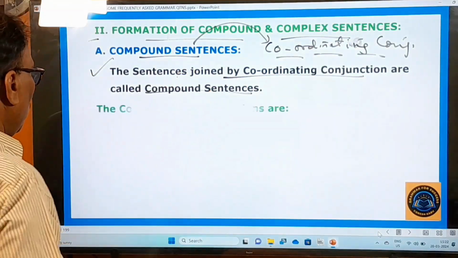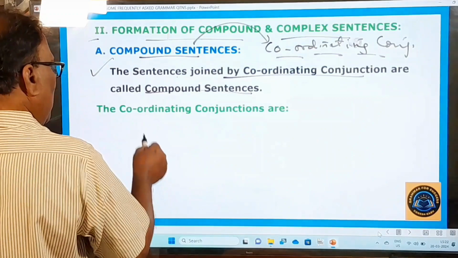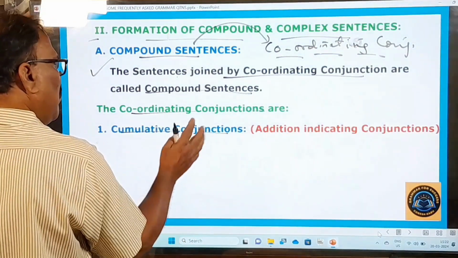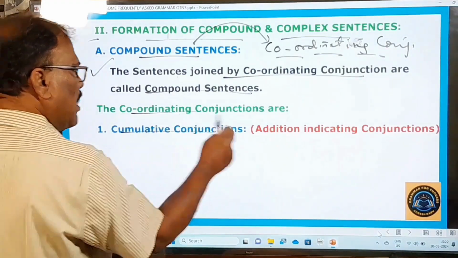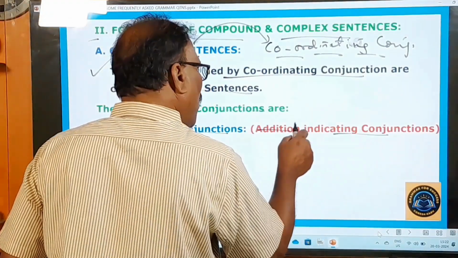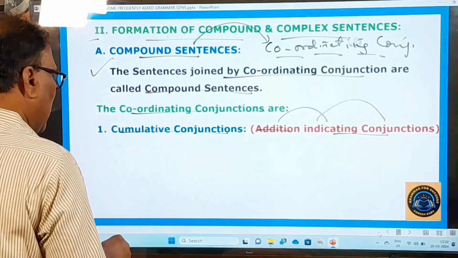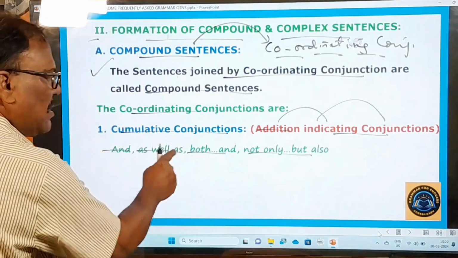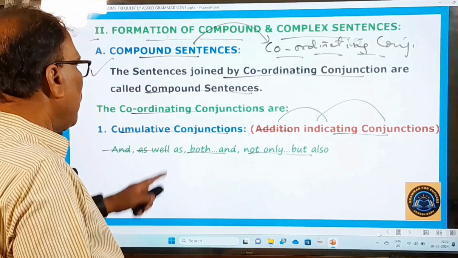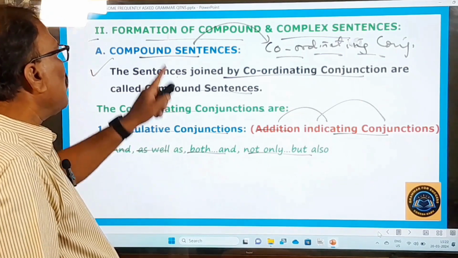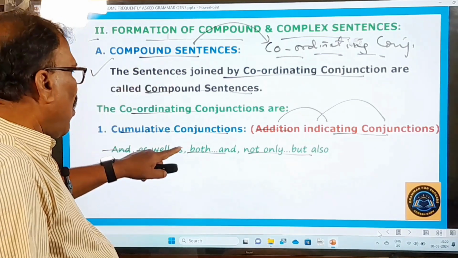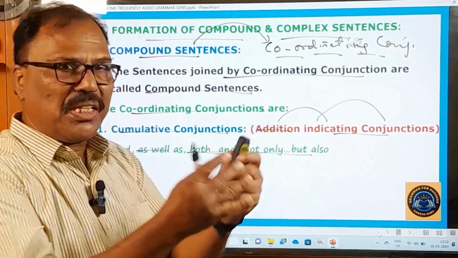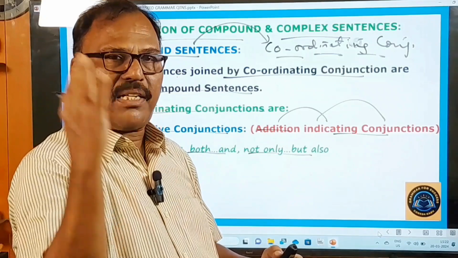And now let's look at the list of coordinating conjunctions. The coordinating conjunctions are here, cumulative conjunctions. One set of conjunctions are called cumulative conjunctions. They indicate addition. They are also called addition indicating conjunctions. What are they? And, as well as, both and, not only but also. Keep these conjunctions in your mind because they always introduce compound sentences. That means they always make compound sentences. Whenever these conjunctions are used in the sentence, that becomes a compound sentence. Keep that point in your mind.